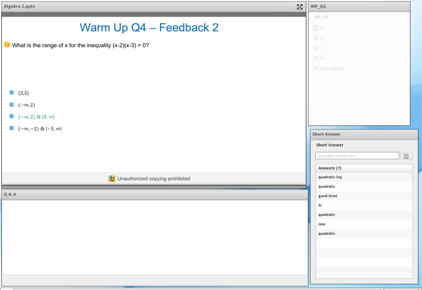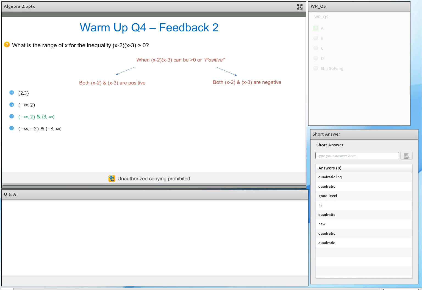What is the range of x for the inequality (x minus 2) into (x minus 3) greater than 0? Now the key to solving quadratic inequalities is to basically get them in this form. Now in this case, this inequality is already in the factored form, right? This is what we call the factorized form. And now all you have to do is understand when two numbers are multiplied, when is their product greater than 0? There are two cases. Either both the numbers are positive or both the numbers are negative, right? Those are the two cases in which the product is greater than 0.